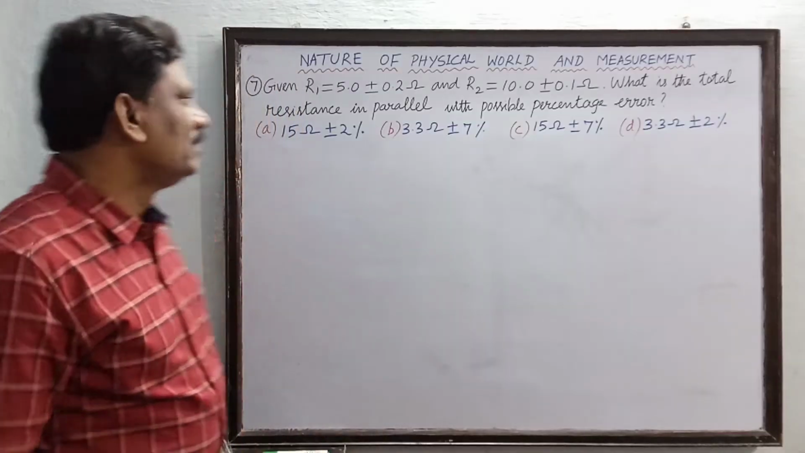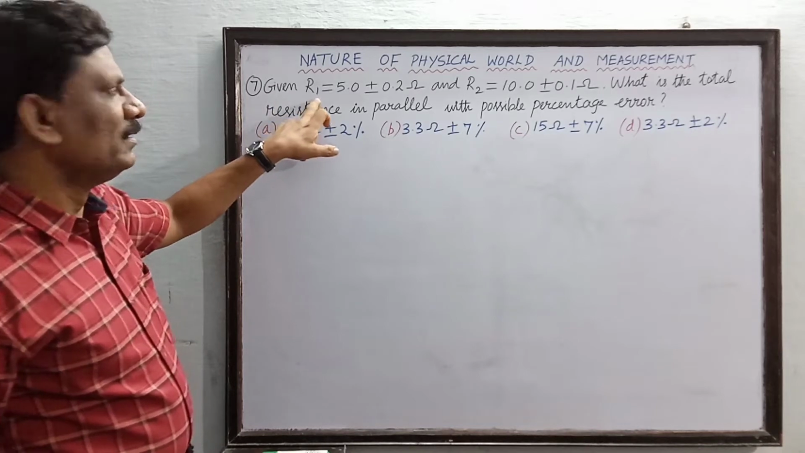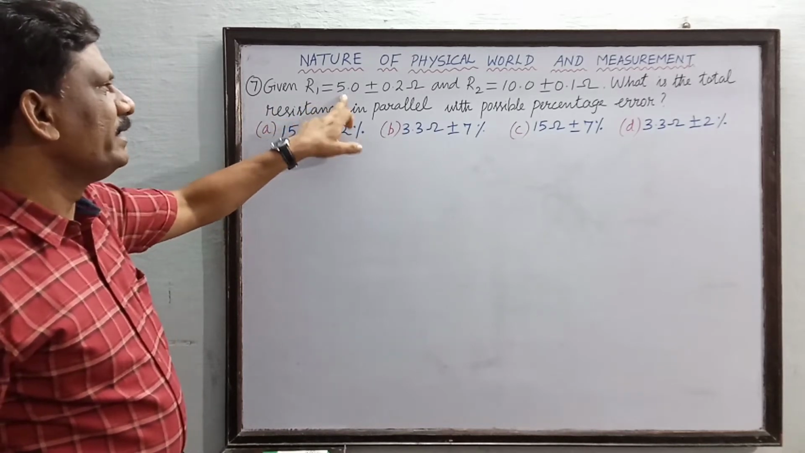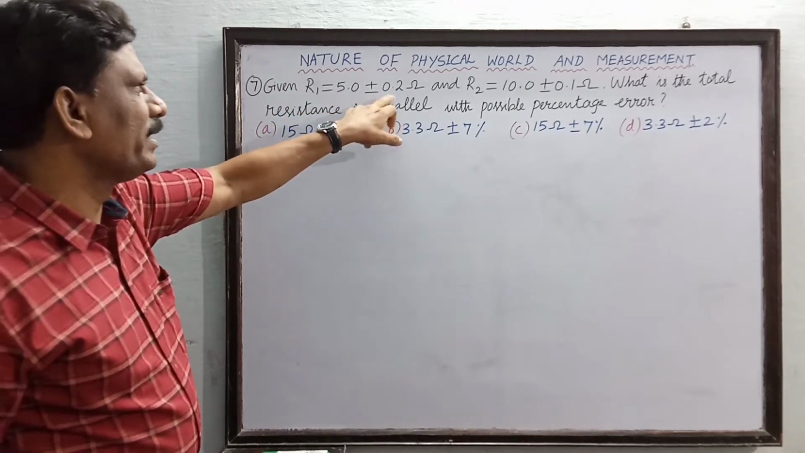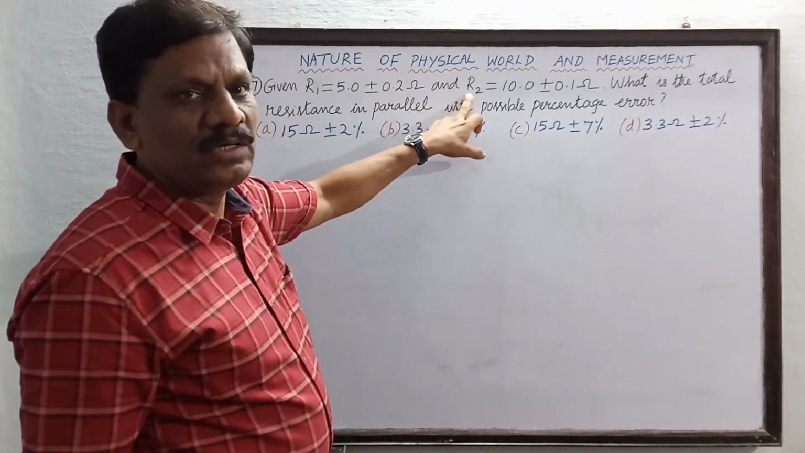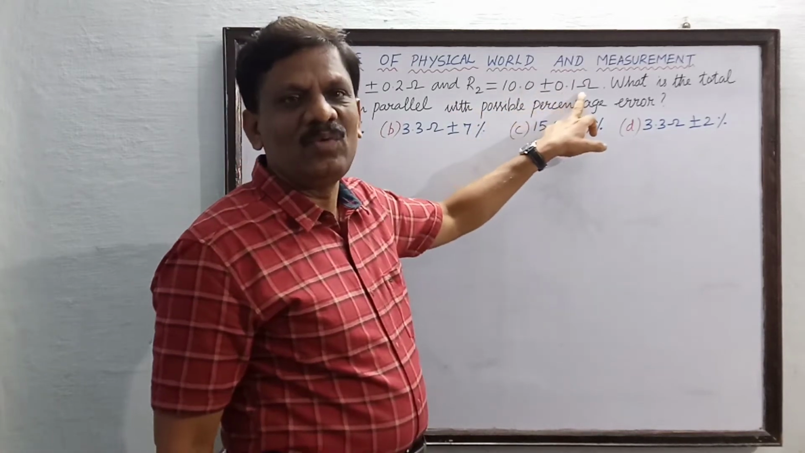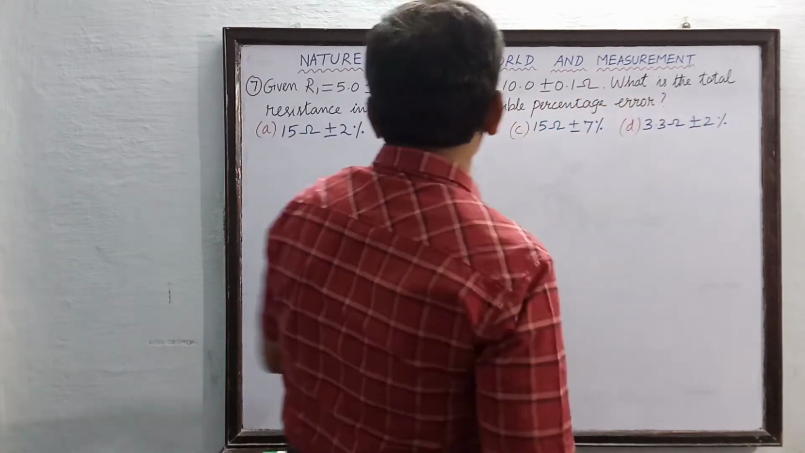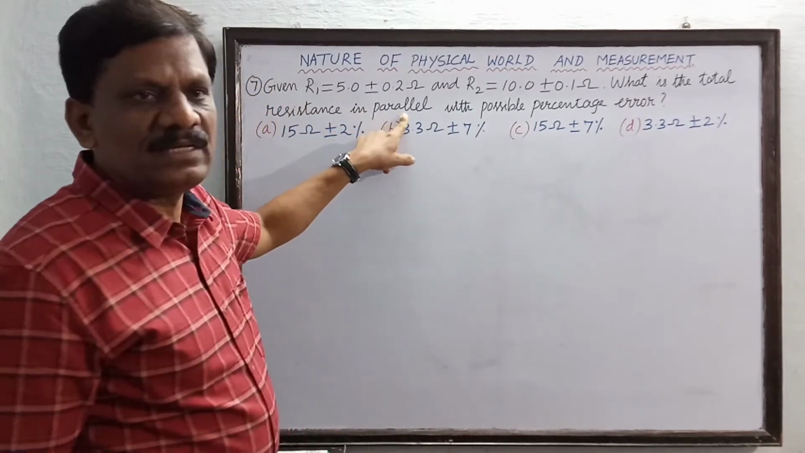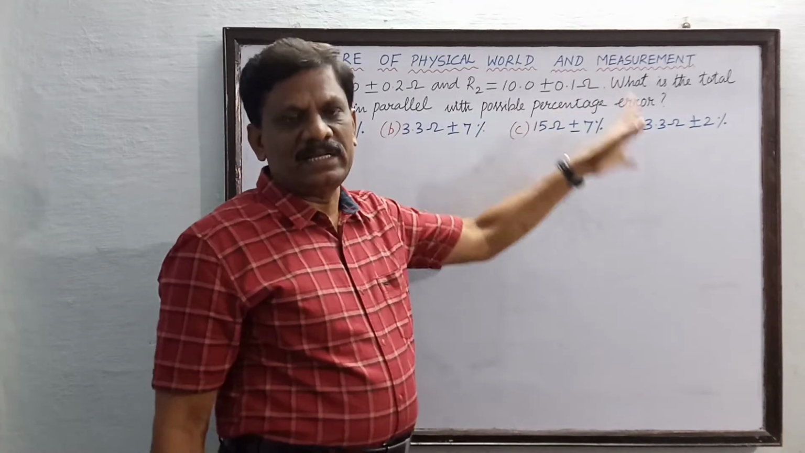Hi students, problem number 7. Given a resistance R1 is equal to 5.0 plus or minus 0.2 ohm and resistance R2 is equal to 10.0 plus or minus 0.1 ohm. What is the total resistance in parallel with possible percentage error?